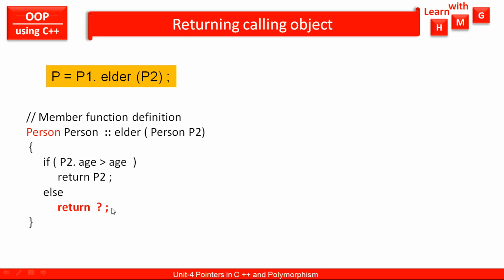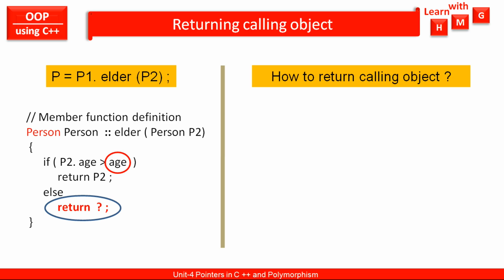And now what is the solution for this? Here again I am repeating, this age is the data member of the calling object, and here I want to return the calling object which is hidden. So how to return this hidden object which is the calling object of the function? Here the this pointer will help you to return the calling object. How to use the this pointer to return the calling object, that we are going to see now.